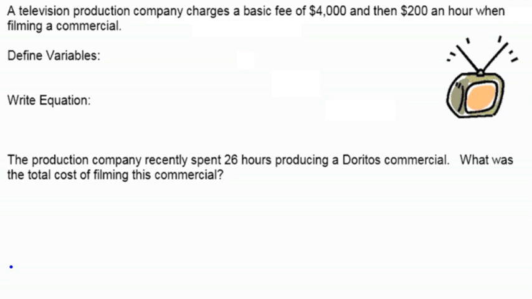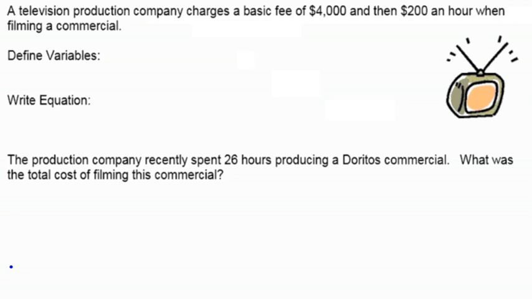Variables are the unknowns. And that's what helps us when we're writing equations and solving for those unknowns. So here, what are some variables, some unknowns in the scenario? Well, if you look at your givens, it says the production company charges a basic fee and then $200 an hour. Well, we don't know how many hours are being used, so hours of filming would be a variable. And depending on the number of hours, that would determine our cost for this commercial. So that also would be a variable.